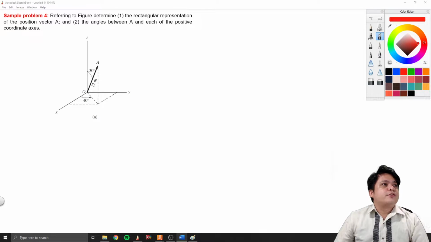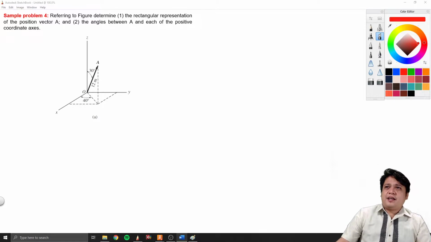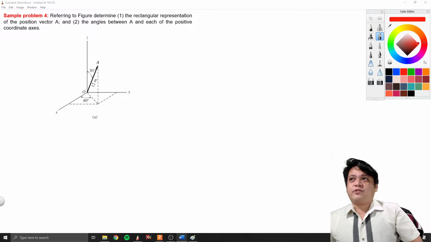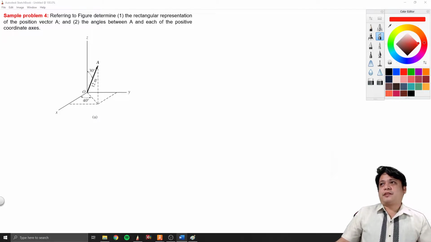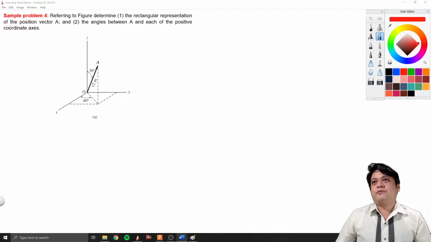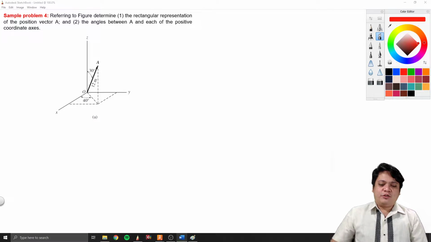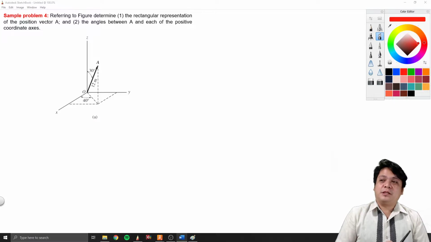Okay. So, let's start again for sample problem number 4. Referring to the figure, determine 1, the rectangular representation of the position vector A, and 2, the angles between A and each of the positive coordinate axis. So, lalagay natin sa vector form yung dalawa. Yung first, yung position vector A natin na 12 meters.